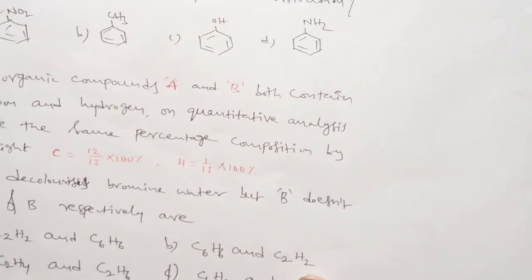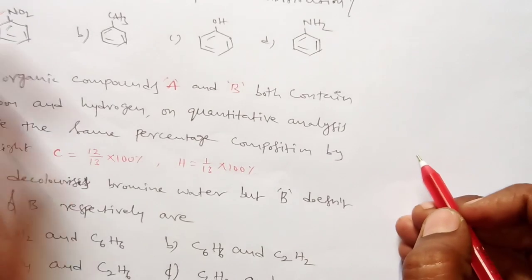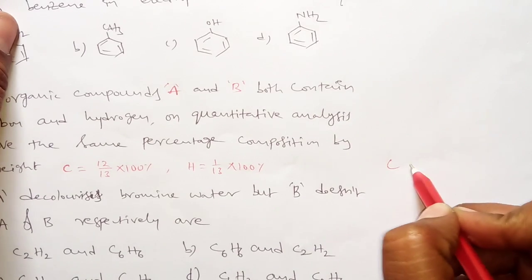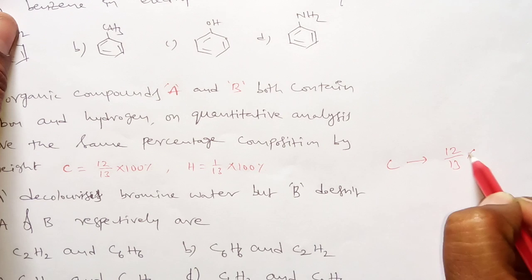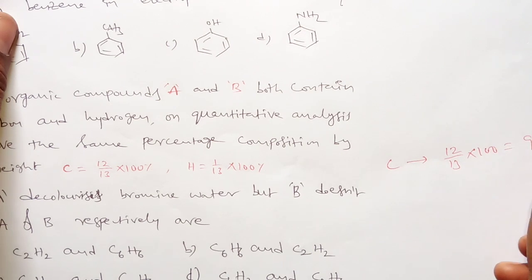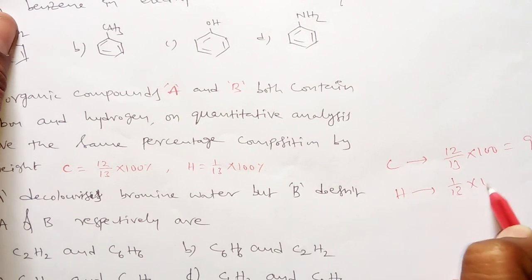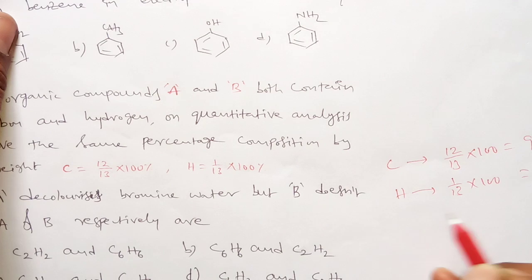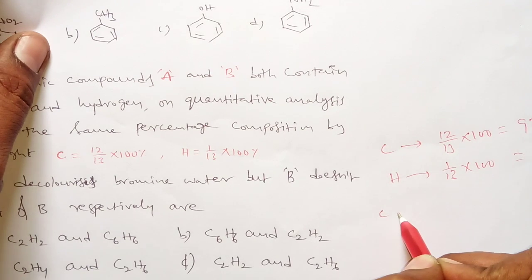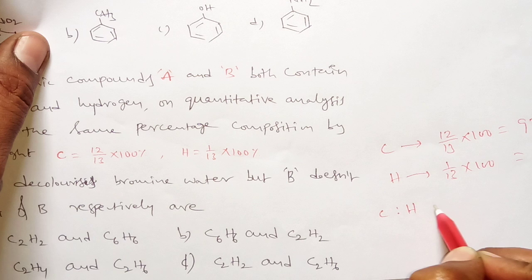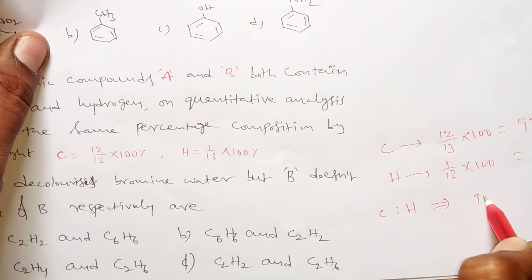First of all, how much is the carbon percentage? 12/13 into 100. If you simplify, you'll get 92.3. How much is the hydrogen percentage given? 1/13 into 100. If you simplify, you'll get 7.69. Now the ratio of carbon and hydrogen, what will we get here? 92.3 by 12 is to 7.69 by 1. We follow the same steps as in the empirical formula.